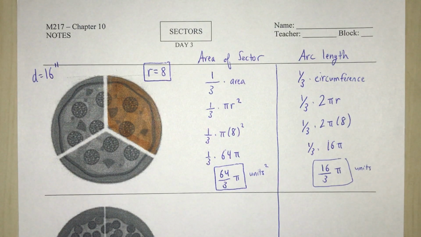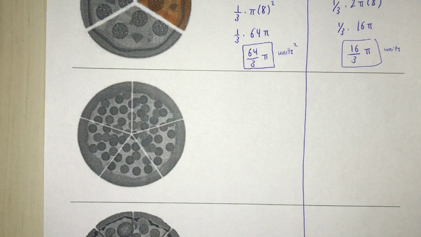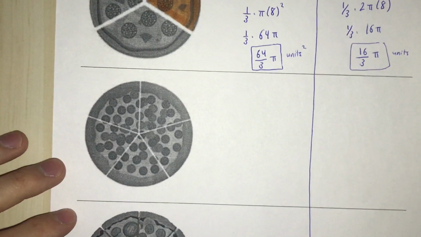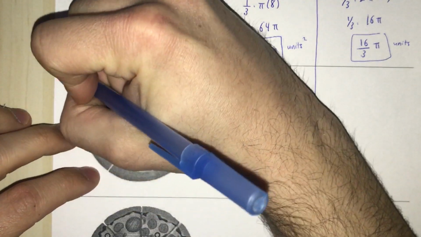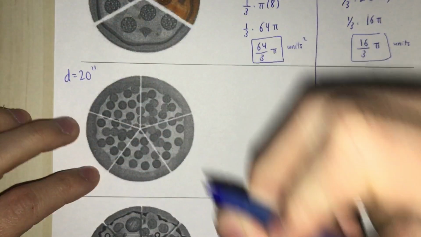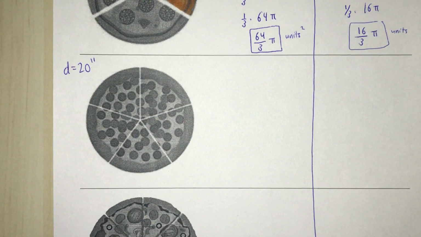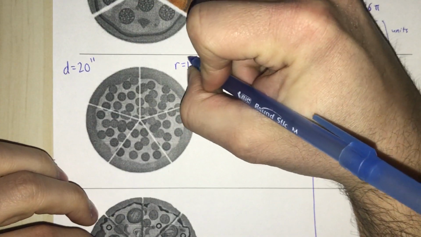Okay, let's do the next one. So this is getting closer to what Mr. A likes in a pizza. Oh, is this pepperoni again? What? 2 pepperonis? Pepperoni's trash. For this one, let's do the diameter's 20 inches. So this is a little bigger. This is closer to what I like. So the diameter is 20 inches. That means the radius is 10 inches.